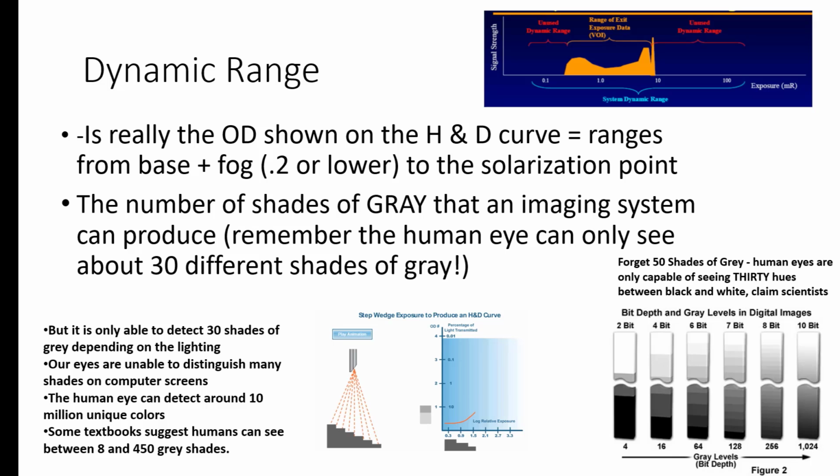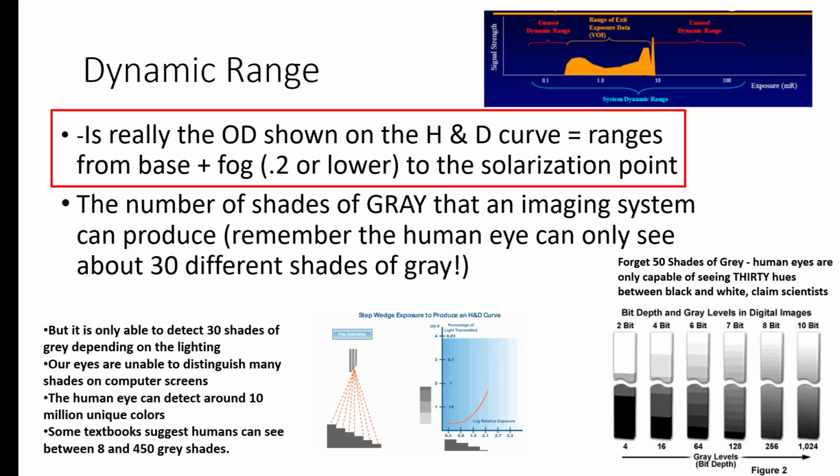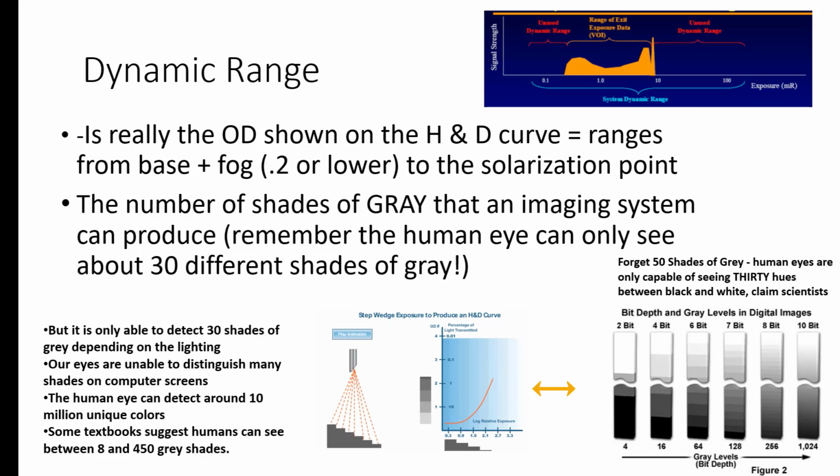We use the term dynamic range a lot, and I'm going to show you pretty soon, in fact, on the next slide, what dynamic range really means. From a technical aspect, it is the optical density on the H&D curve above base fog. It is the number of shades of gray that an imaging system can produce.